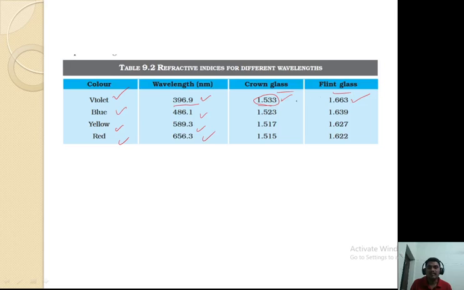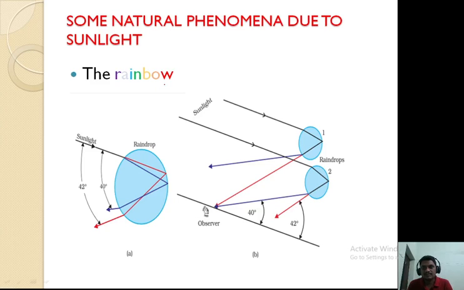Different mediums offer different wavelengths to the same color. The blue light of this wavelength: crown glass offers this refractive index, and flint glass 1.639. Okay, this is about the dispersion of light.